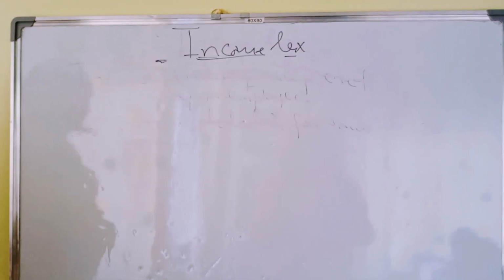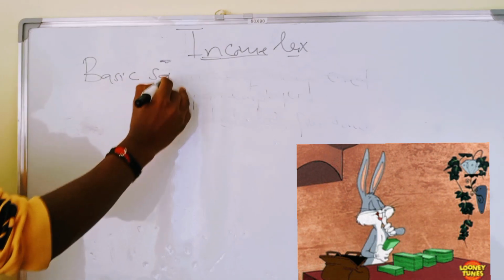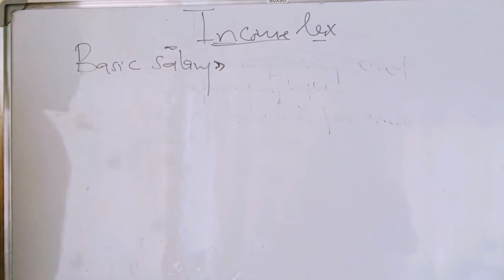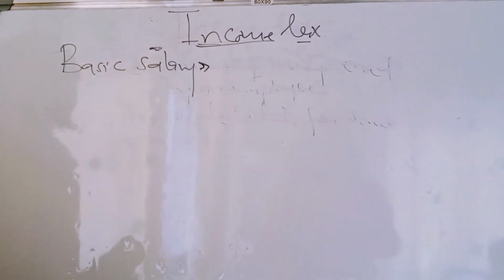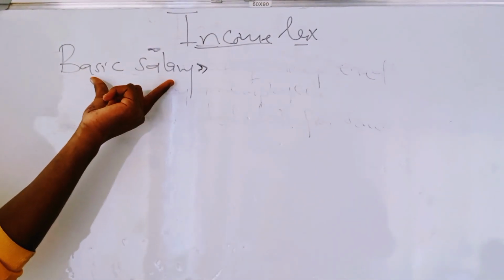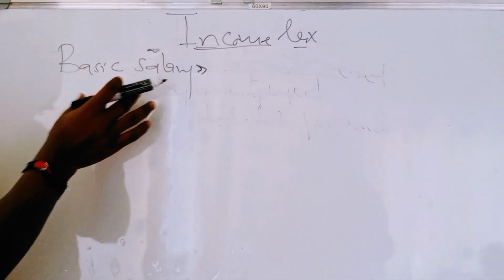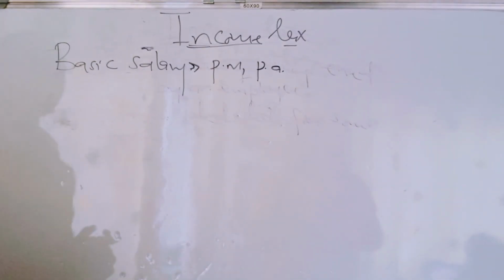The first term we're going to look at is the basic salary. This is the money entitled to an employee in a given period of time. For example, this is the amount you agree with the employer that is going to be given to you after a certain working period. In most cases, the basic salary can be given per month, that is the duration, or per annum. It depends on the terms of work.